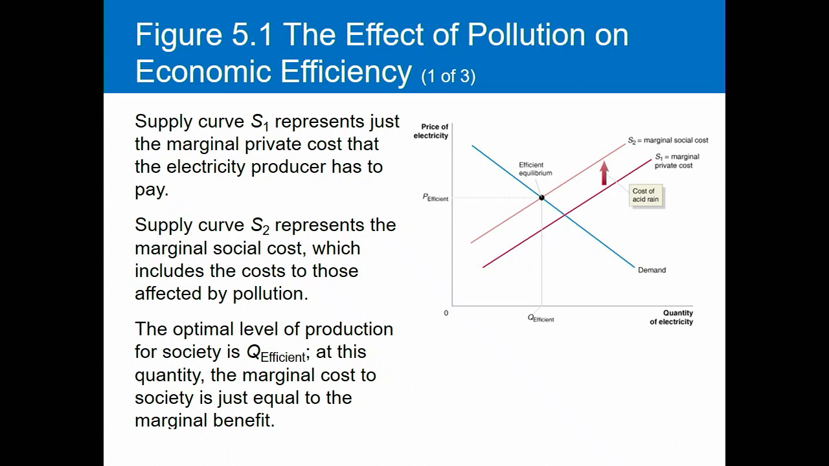This curve, S2, is the marginal social cost. So this is the cost to all of society for electricity production. It's all the same costs that were in this private marginal cost curve. So all the things that electricity producers take into account. And it includes the externalities. In this case, mostly pollution.